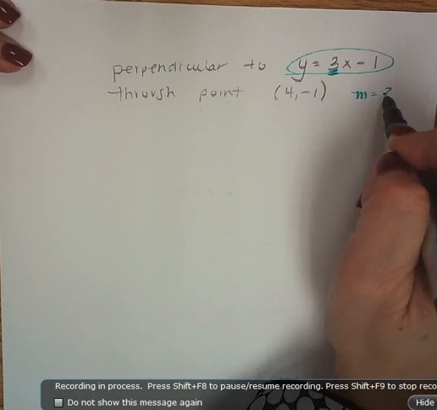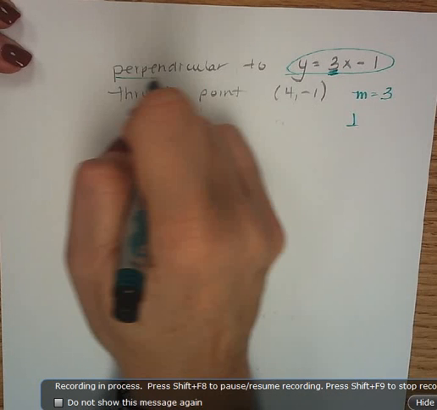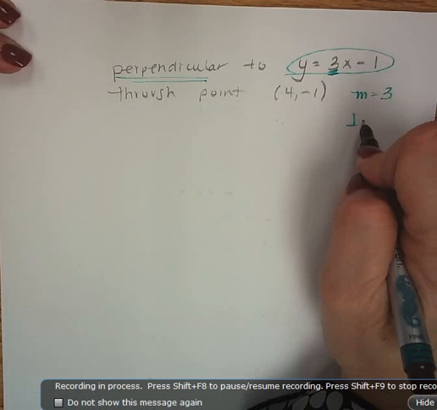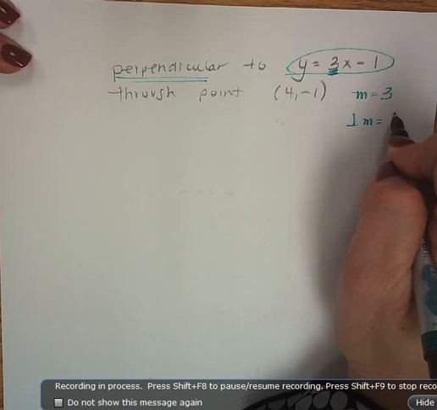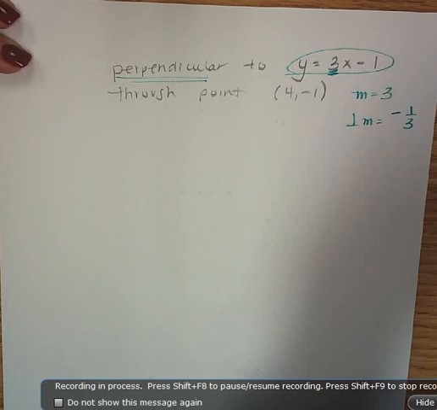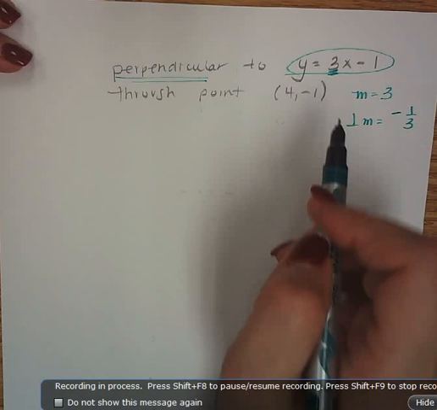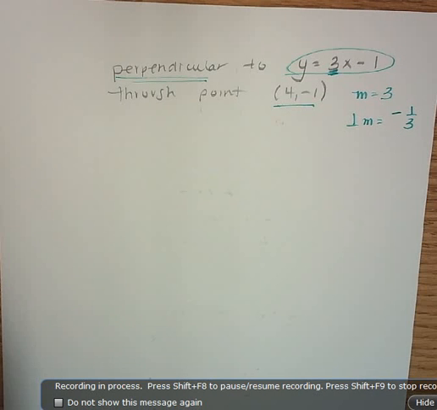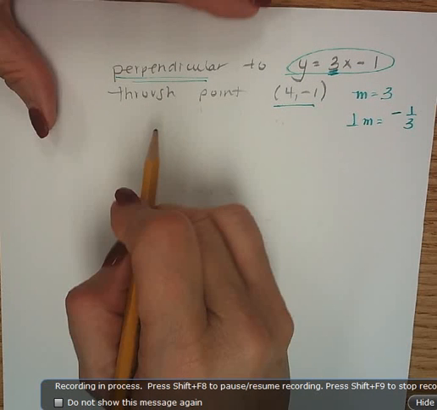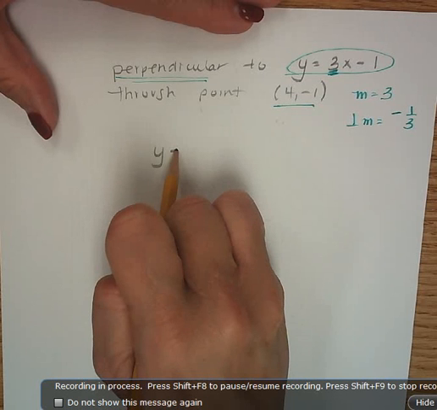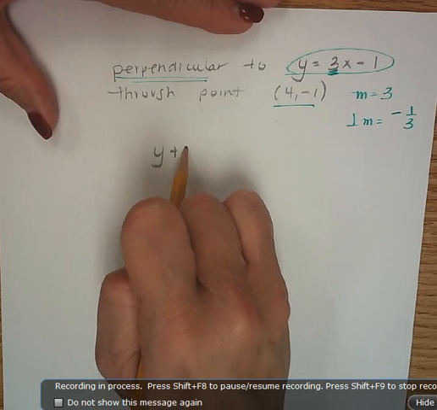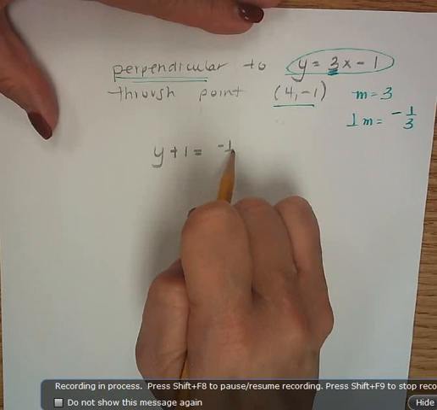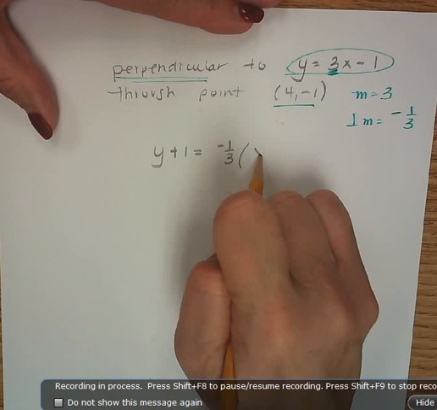New point to use for point slope form. So y minus negative 1 is y plus 1. My perpendicular slope, negative 1/3, times x minus 4. Distribute. Remember, he's over 1, so he just makes 12. Oops, not 12. Liar. 4/3. Bring the 1 over.